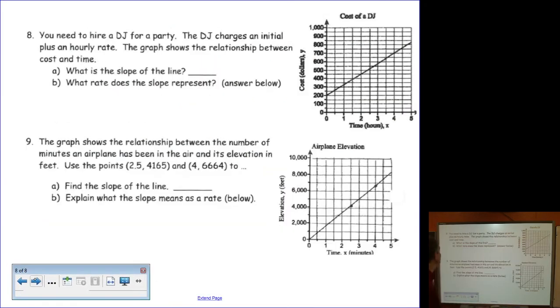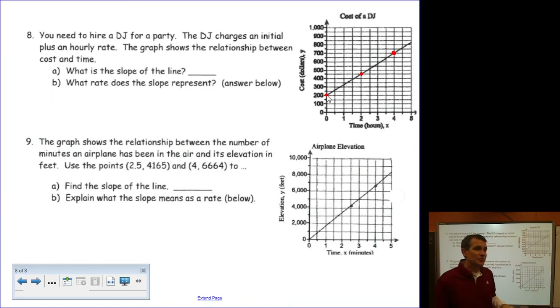And that brings me to question 8. You need to hire a DJ for a party. The DJ charges an initial fee plus an hourly rate. The graph shows the relationship. What's the slope? All right, if I want the slope, I need to find some points. This is a good point. Look at that. At 0 hours, you're already paying $200. That would be like his initial fee just to show up. And then it looks like this is a good point, and this is a good point.